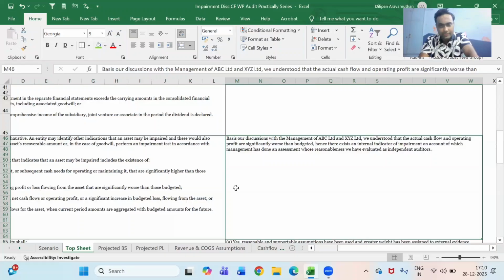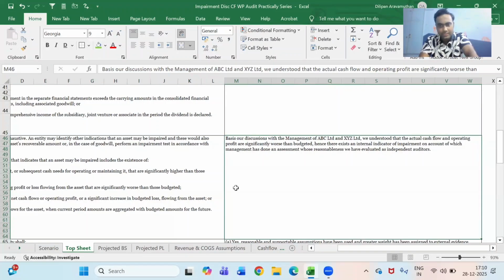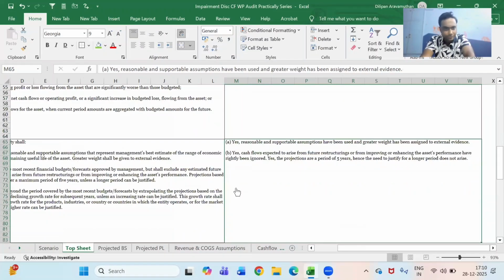So if you see here, we have responded saying, based on our discussions with the management, we understood that the actual cash flow and operating profit are significantly worse than budgeted. Hence, there exists an internal indicator of impairment on account of which management has done an assessment whose reasonableness we have evaluated as independent auditors. Yes, that's what we are responding here.